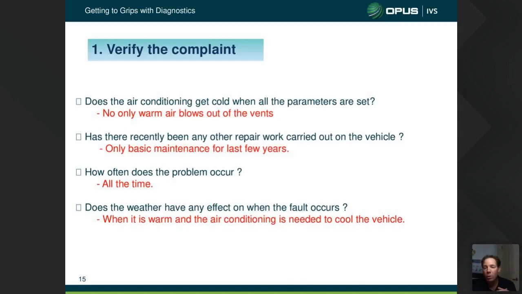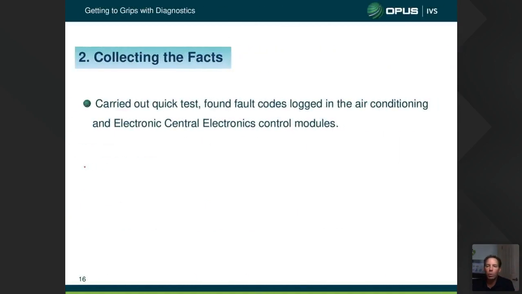How often does the problem occur? All the time. Does the weather have any effect when the fault occurs? When it's warm and the air conditioner is needed to cool the vehicle, well, that's a given. So we've talked to the customer, and we're probably going to get in and do a quick test on the vehicle. We found fault codes logged in the air conditioning and central electronics control module relating to air conditioning.